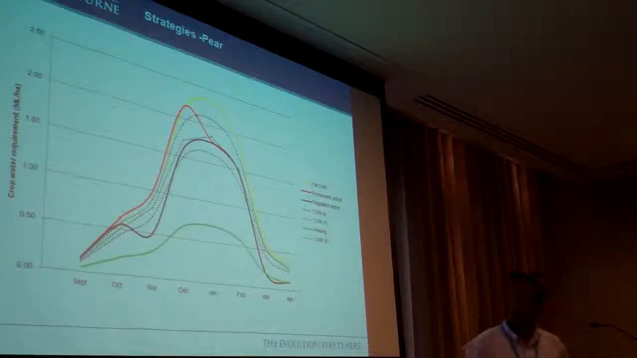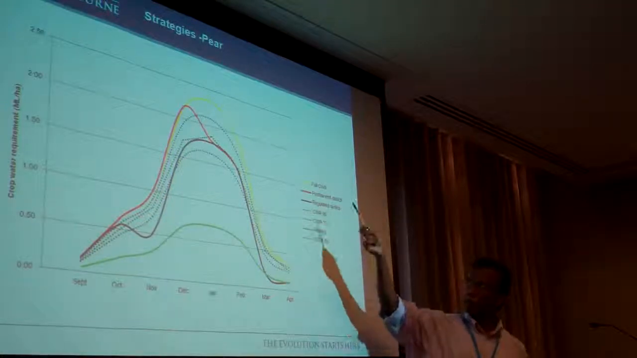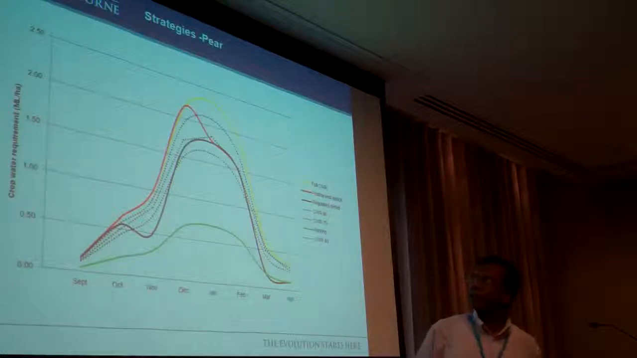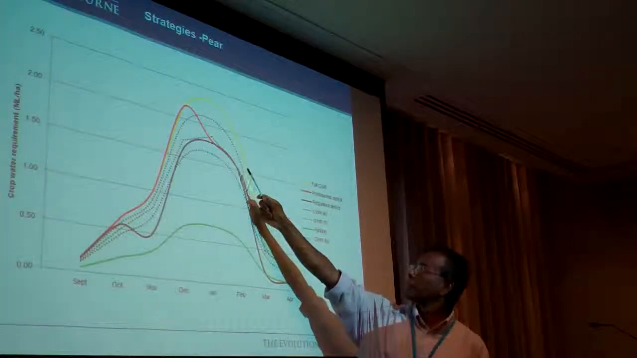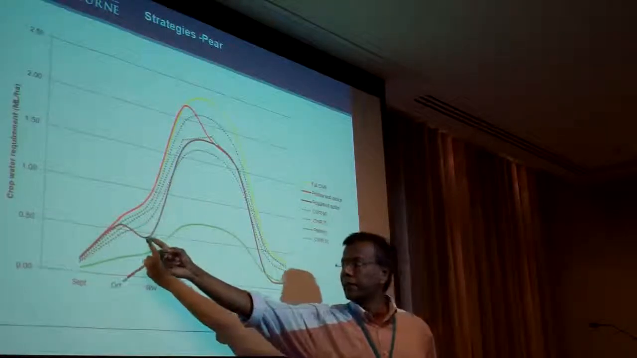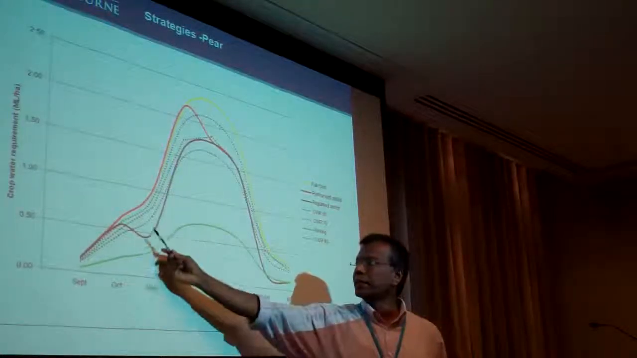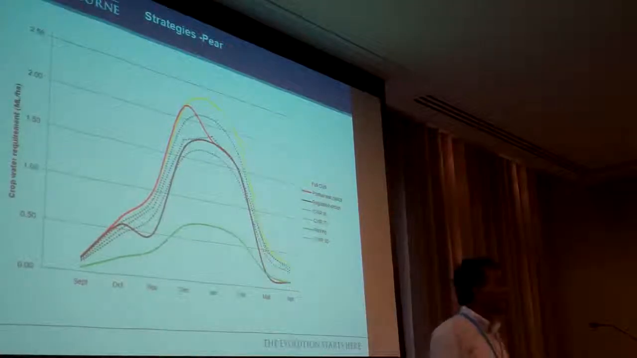And you can see that the yellow line is the full crop water requirement. We are fulfilling 100% of the crop water requirement there, and the red one is the post-harvest deficit, and the purple one is regulated deficit, because here we are applying a low amount of irrigation water even in the month of November. The dotted lines are deficit irrigation strategies, and the green one is parking.